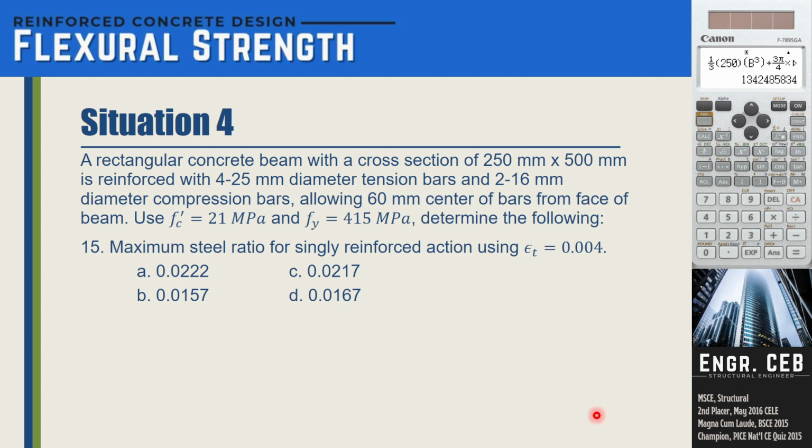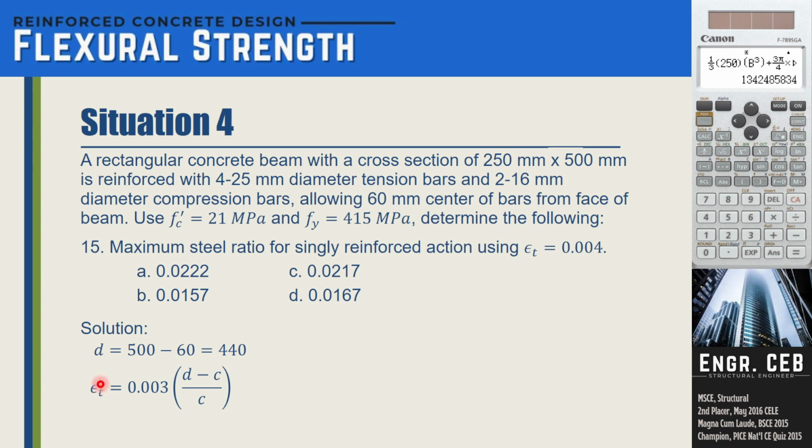So we only have two conditions of strain to achieve a maximum steel ratio. First is at a strain value of 0.005, but in this problem, it is indicated that we will use this other condition, strain equals 0.004, in determining the maximum steel ratio. Okay, so let us solve first for the effective depth. That is 500 minus 60, so that is 440.